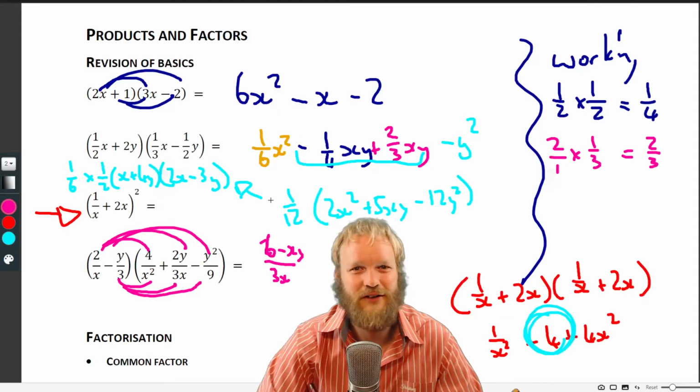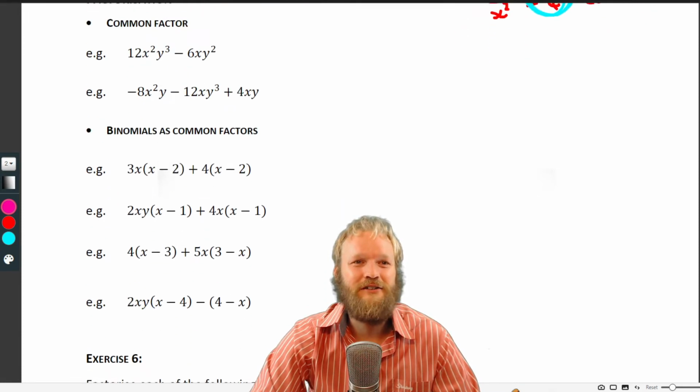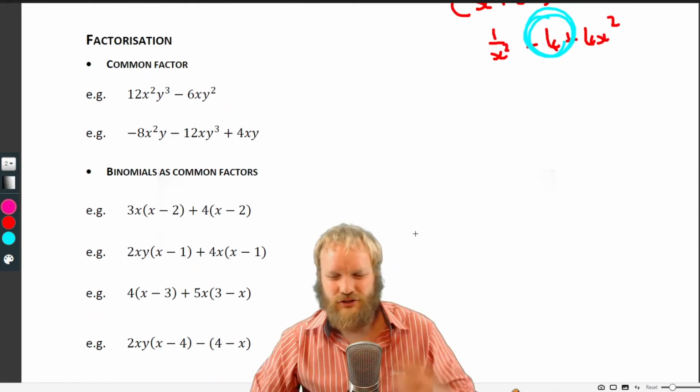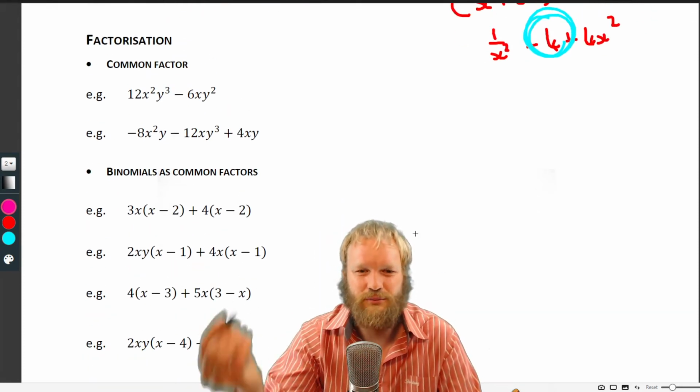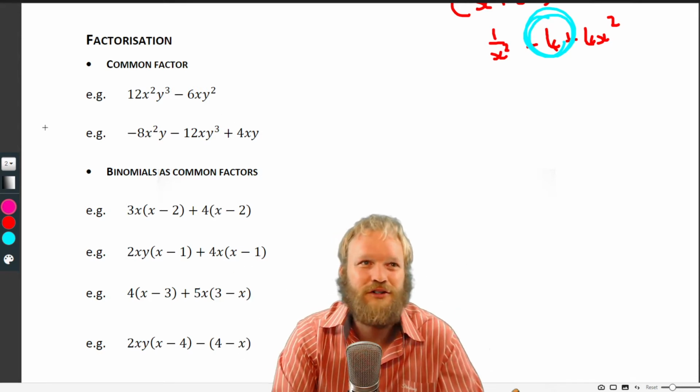And we're back with common factor. Okay, so common factor, factorization. This is the heart of what we're doing now. It's not products, but factorization, which feels like products in reverse.